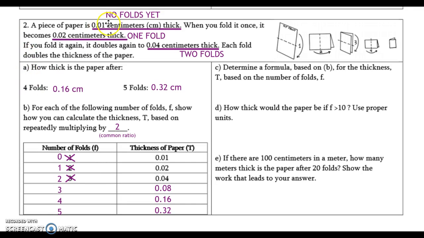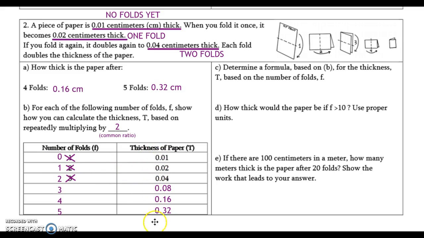Alright, for clarity's sake, I annotated this problem a little bit. I underlined where it says 0.01 centimeters, which we know there's no folds yet here. When you fold it once, it becomes 0.02 centimeters. That represents one fold. So I changed the table slightly to represent the actual situation. When there's 0 folds, it's 0.01. When there's 1 fold, it's 0.02, etc.